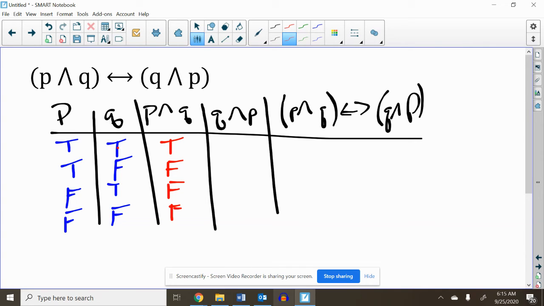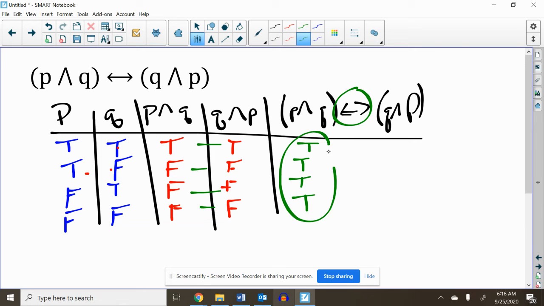Q and P, true and true is true. False and true is false. True and false is false. False and false is false. Well, they do look the same. Remember, logically equivalent, saying do these truth values match? So those match, those match, those match, and those match. Yeah, this is in fact a tautology. All right. So the and statement is commutative. I wonder what other operators are commutative.